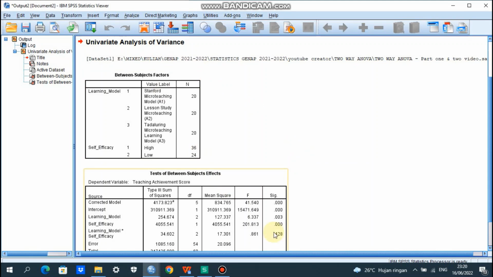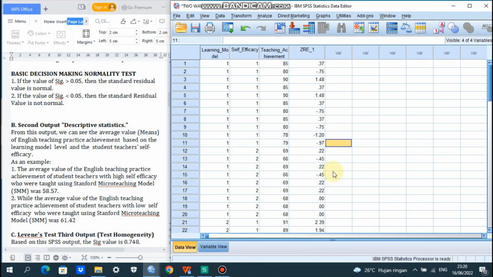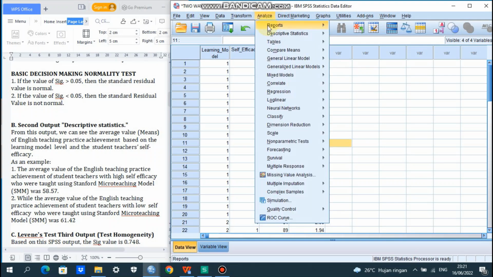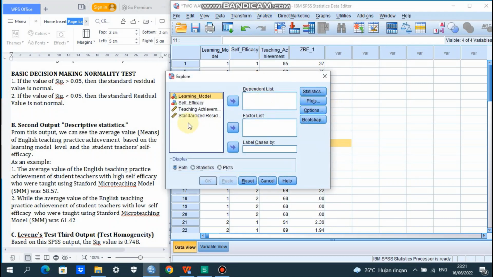Just ignore the output. The most important one here, the standard residual value, we have already got it. And then we click Analyze, and then we click Descriptive Statistics. We click Explore. Standard residual, here we click it and send it to the dependent list.